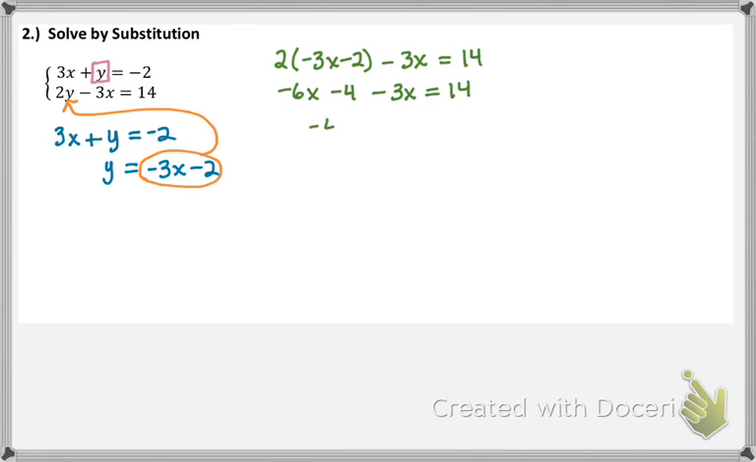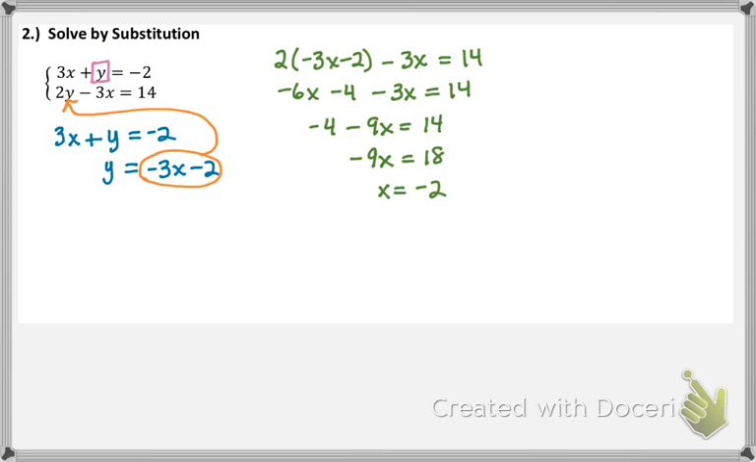Combine like terms: negative 4 minus 9x equals 14. Add 4 to both sides. Negative 9x equals 18, and x equals negative 2. And once you have one variable, you can substitute negative 2 in for x into any one of the original equations and solve for y.